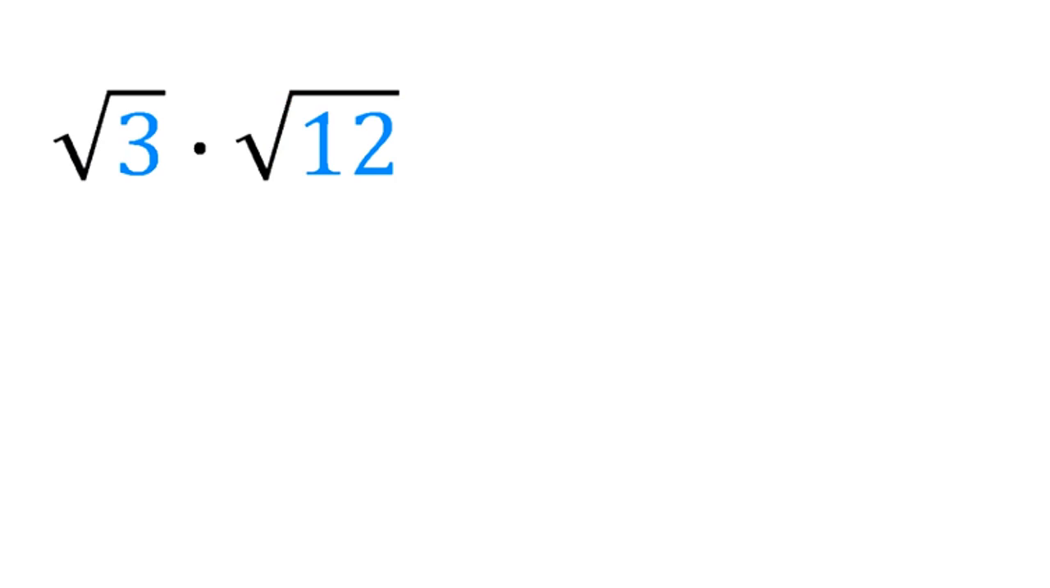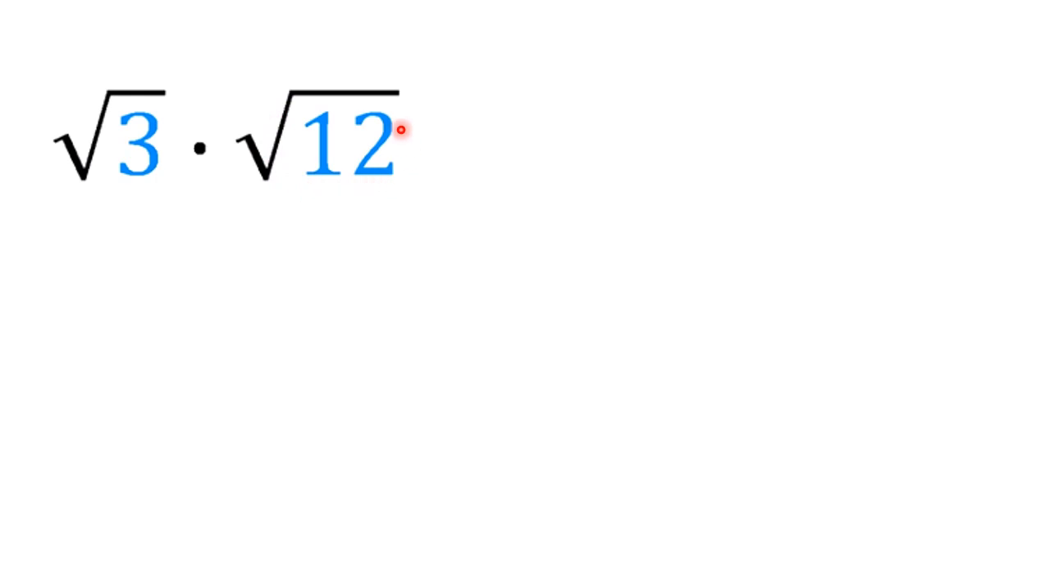In this example, what do you think will happen? We have radical 3 times radical 12. So the outside numbers together and the inside numbers together. But guess what? We do not have outside numbers here. The outside number here is 1. The outside number here is 1. So we just multiply the inside numbers.